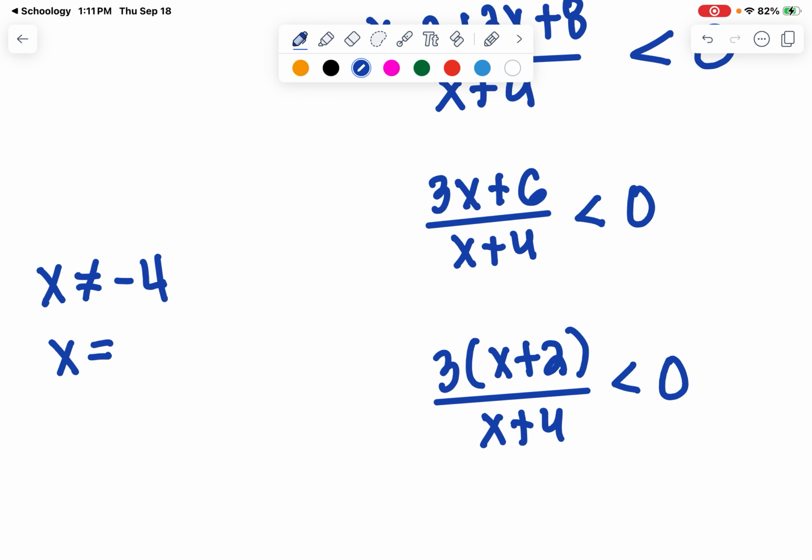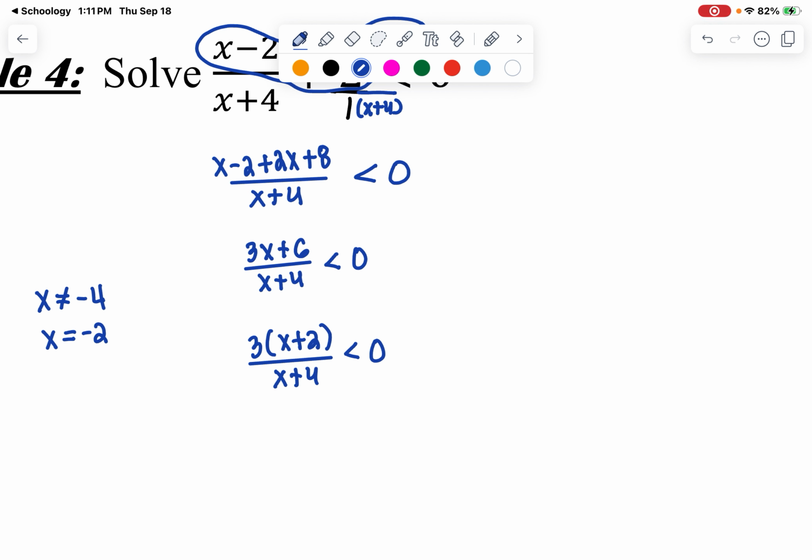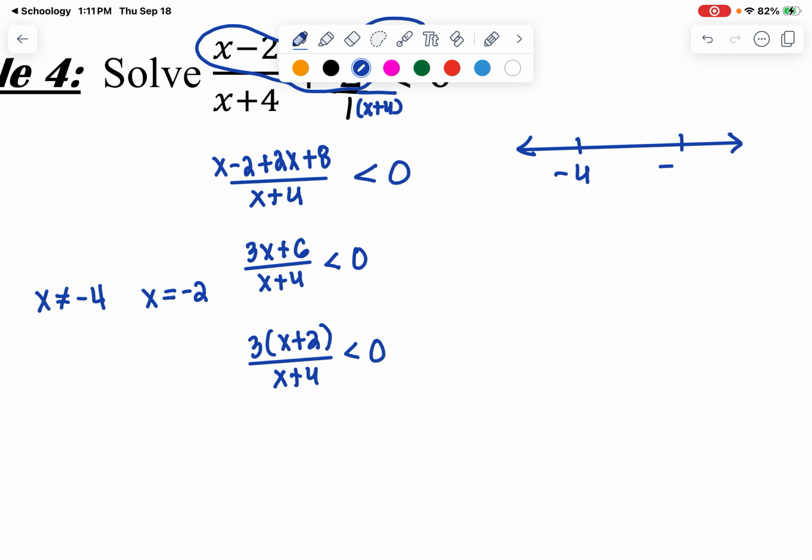Zeros, x equals -2. All right. Now I'm going to put these on a number line. All right. I have -2 comes first and then 4. -4, I like writing them like this so that I can, there we go. -4 is a restriction. So that is, oops, I wrote them wrong on my line. It's -4 and -2. There we go. That would have thrown me off quite a bit.